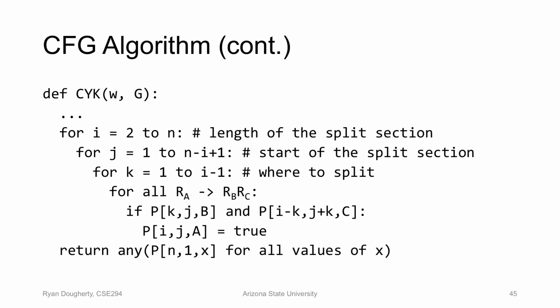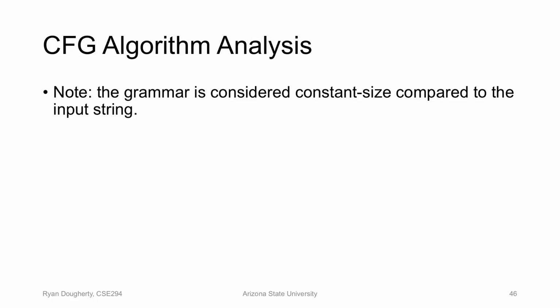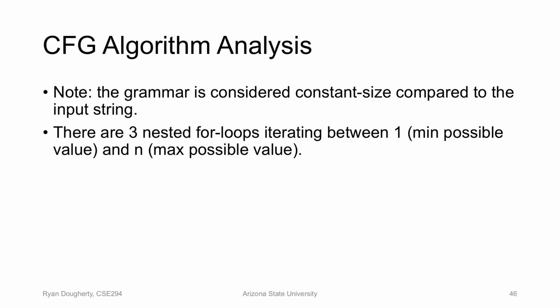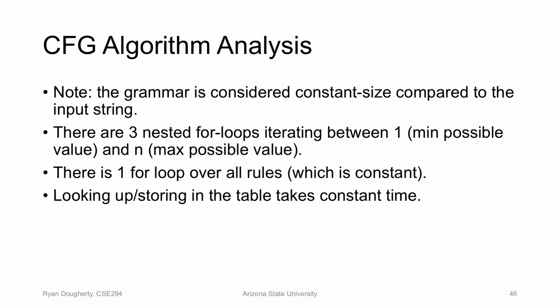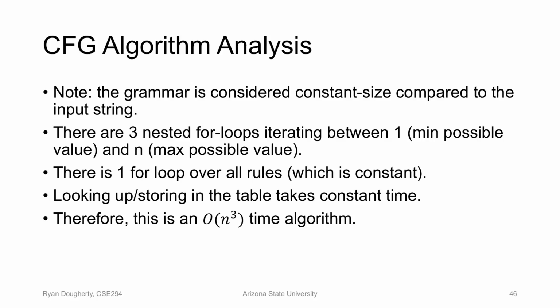So let's look. Two lookups into a table and then storing into a table takes constant time. So order n cubed times a constant amount of stuff, that's an order n cubed algorithm. The constant may be huge behind the O notation, but it's order n cubed in general. Okay, so we have 3 nested for loops iterating between 1 and n. And we have one for loop over all the rules, which is of constant size. Looking up and storing into tables takes a constant amount of time, we assume. And so we have an n cubed time algorithm.